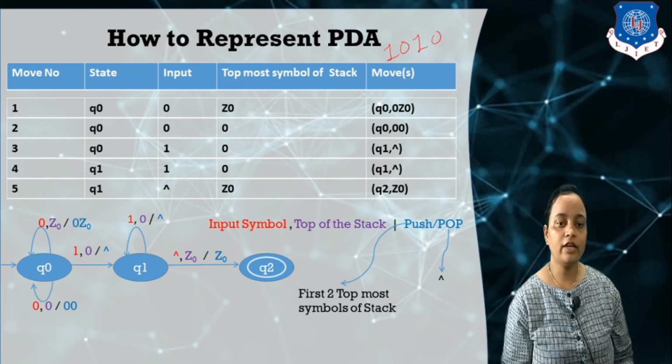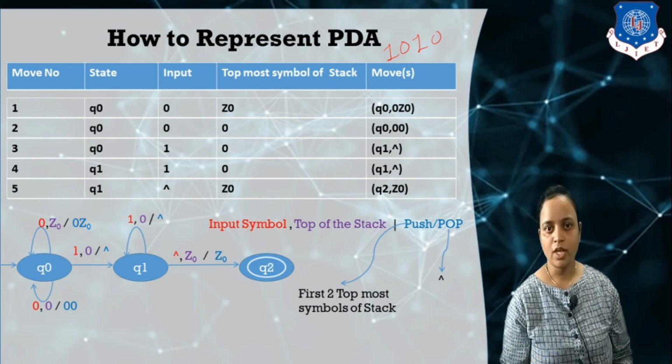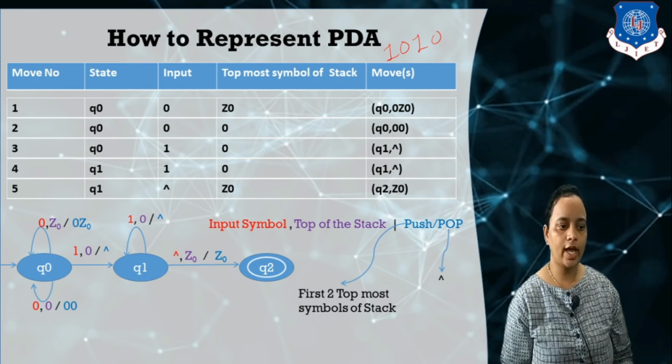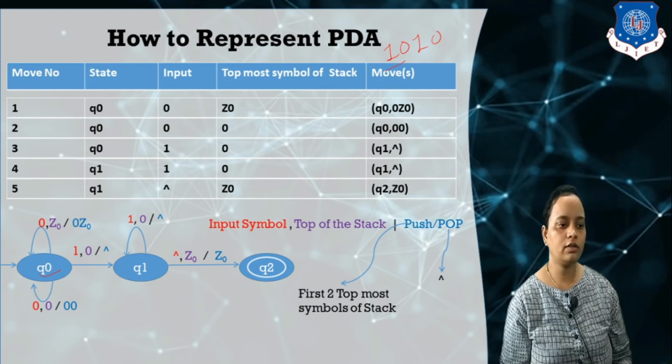But if I am going to trace it, so here you can see, right now I am in Q0 state. My input is 1. Now check the transition. Input 1 transition is given? Yes. Okay. Initially what does the stack contain? Z0. So input is 1, topmost symbol is Z0.